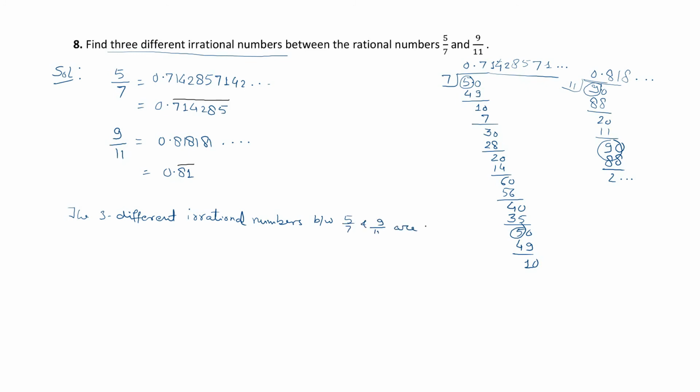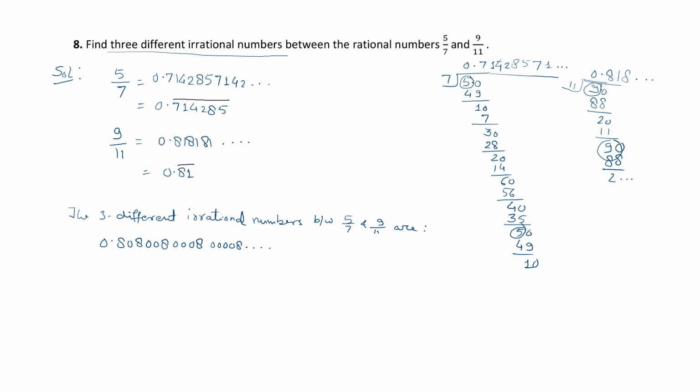So we can say this is 0.71. Like we can say 0.8, 0.08, 0.008, 0.0008 and so on. We have to write three different irrational numbers. One is this.